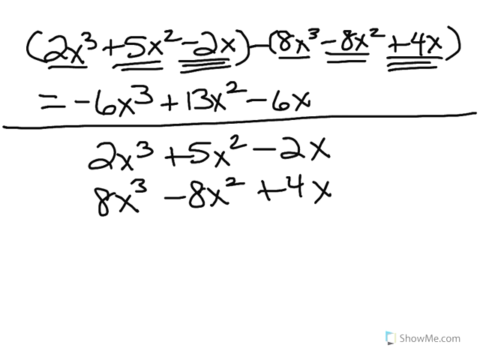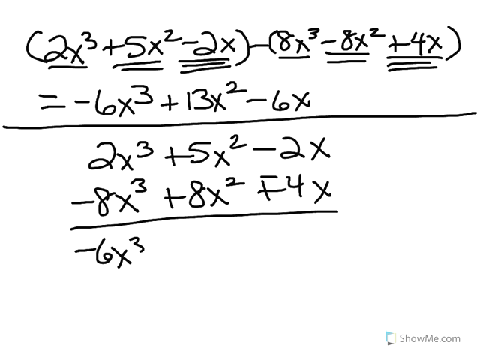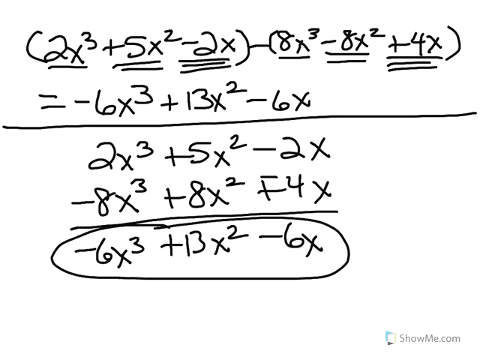So, everything on this second line is going to become the opposite of what it was. Positive 8x cubed becomes negative 8x cubed. Negative 8x squared becomes positive 8x squared. And positive 4x becomes negative 4x. Now, add. 2x cubed plus negative 8x cubed, negative 6x cubed. 5x squared plus 8x squared, positive 13x squared. Negative 2x minus 4x, negative 6x. That, in my opinion, is the safest way to get yourself to the right answer reliably when you are subtracting polynomials.